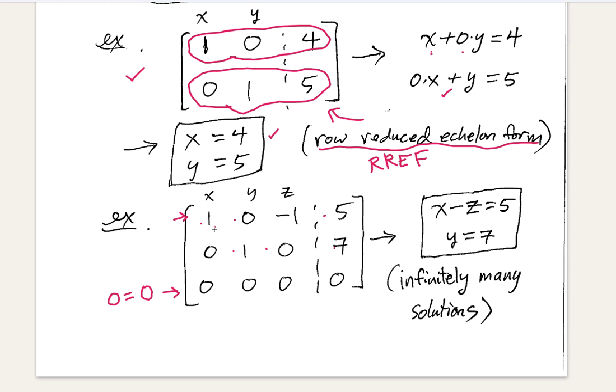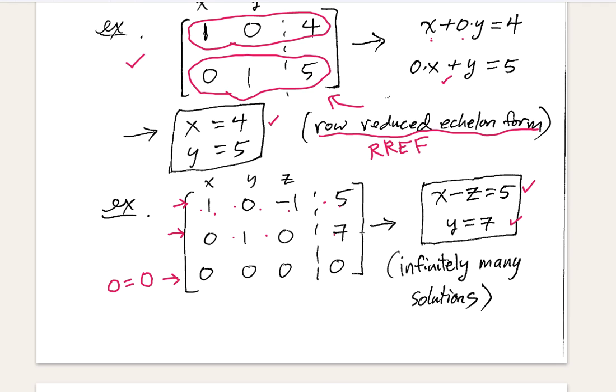But let's read this. What would it say? 1x plus 0y plus negative 1z is 5. In short, x minus z is 5. Do you see that? X minus z equals 5. How about the second row? 0x plus 1y plus 0z is 7. That boils down to, to use a chemistry analogy, y is 7. Y equals 7.